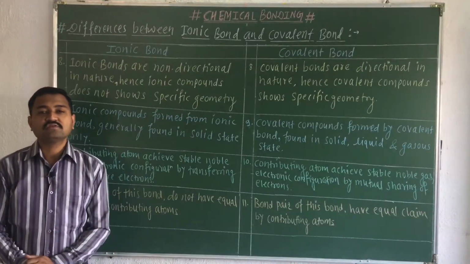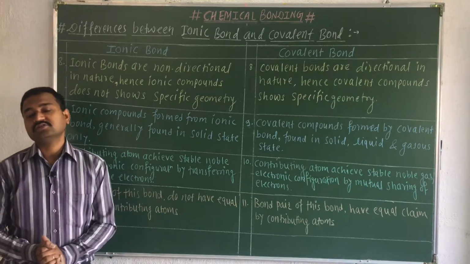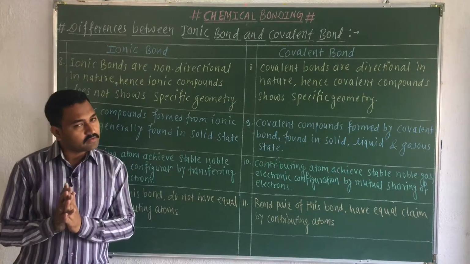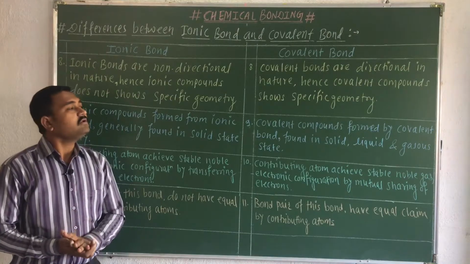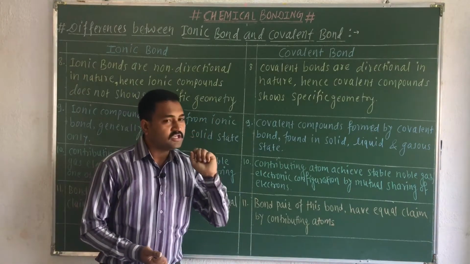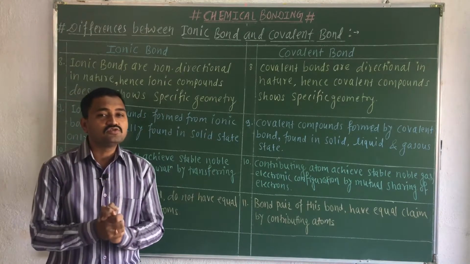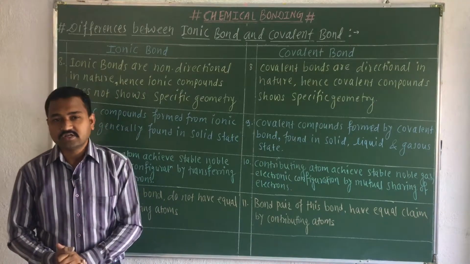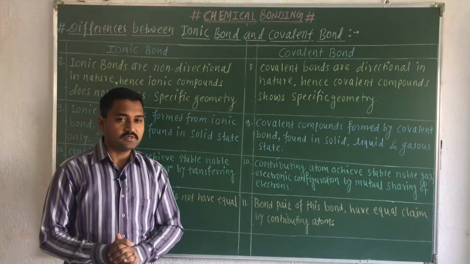So now the next difference: generally ionic bonds are non-directional in nature and hence they do not show any specific geometry. Now what about the covalent compound? We know that covalent bonds are directional in nature and hence the covalent compound shows a specific geometry for that molecule. For example, methane shows tetrahedral geometry. We have studied the different geometries.